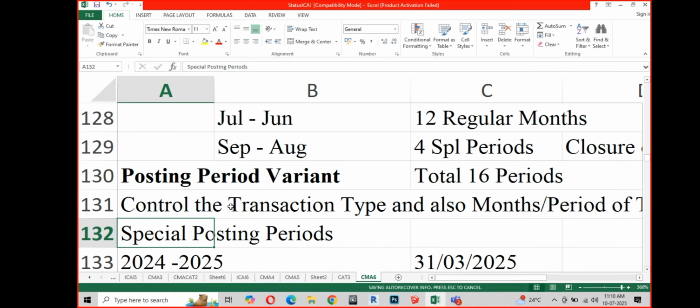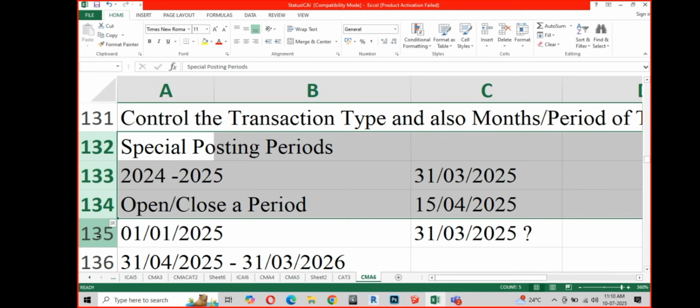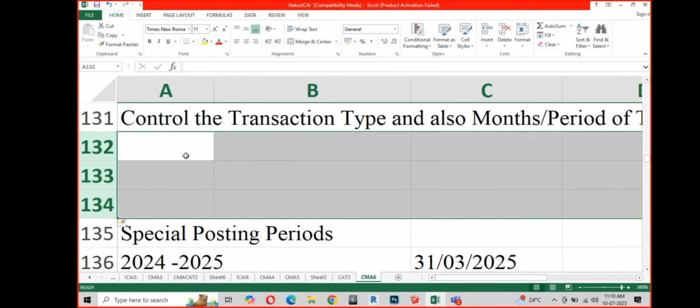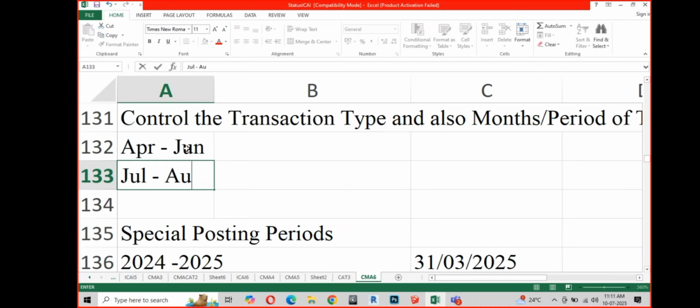Now, let me assume a scenario. Please tell me if you're getting a little disturbed by the concept or you're not able to clearly understand the concept. I'll help you out. Now, let me assume that I'm following the Indian calendar. Okay. April, May, June, July, August, September, October, December.